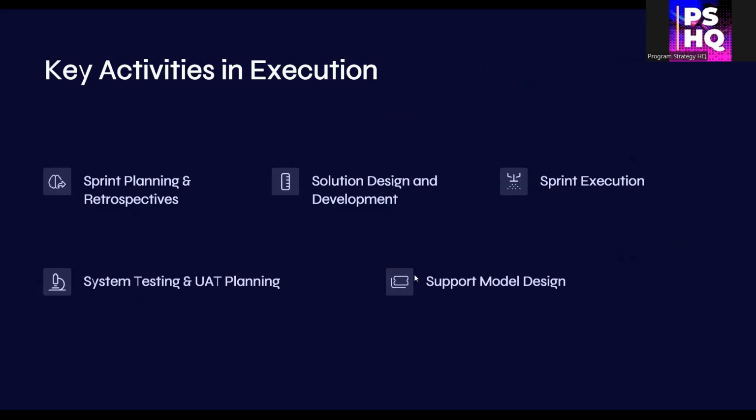The execution phase is where these key activities take place: sprint planning, retrospectives, designing and developing solutions, executing sprints, preparing for system testing and UAT, and designing the operation support model. Each of these ensures that delivery is structured, iterative, and outcome focused.